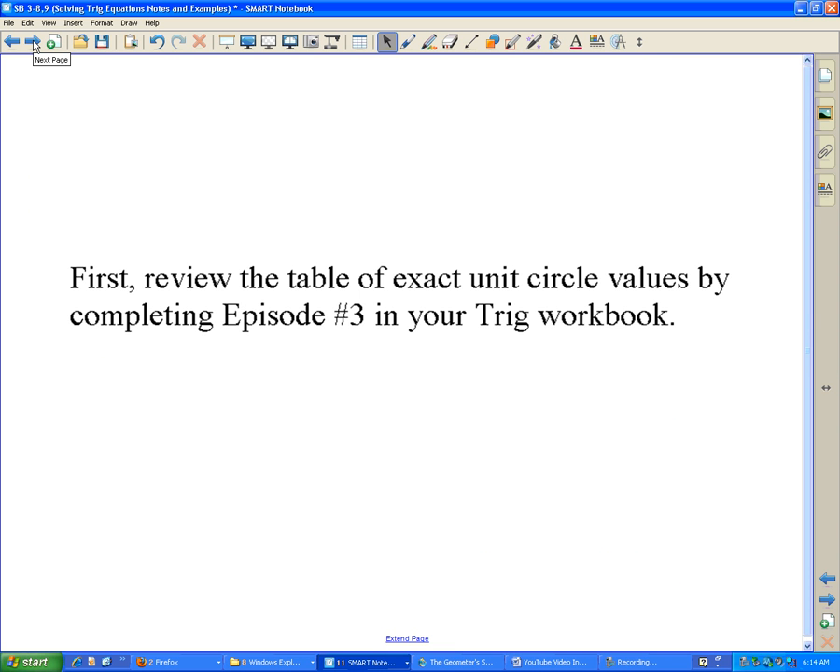Now we're going to do some trig equations. Like I said, there's one difference with the trig equations, and it's the very last step. You need to know your trig tables and your trig ratios at exact values.